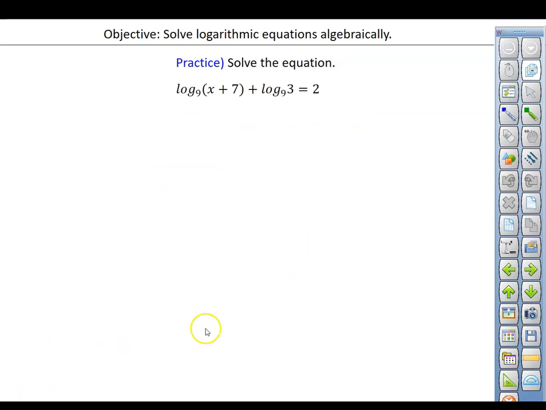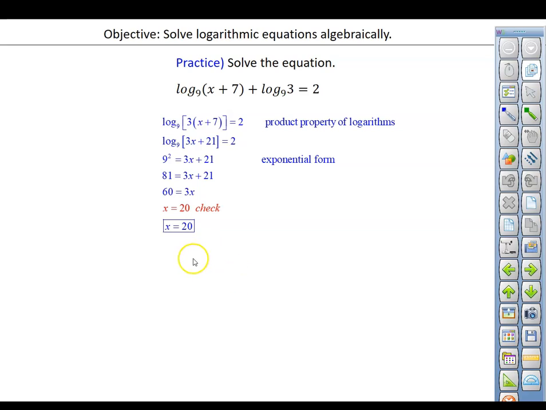All right, so hopefully on this one you got a valid solution of 20. With the plus sign there, we have to start with our product property, so we have to distribute the 3 to the x plus 7, giving us a new argument of 3x plus 21. Then we rewrite our equation in its exponential form so we can continue solving for x.